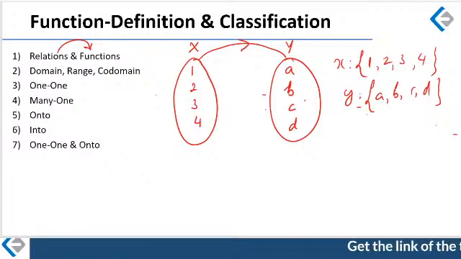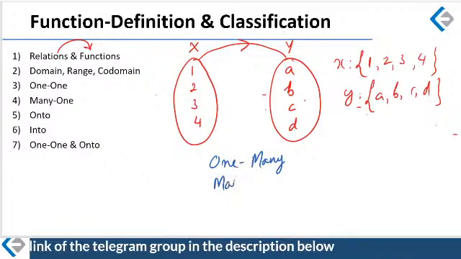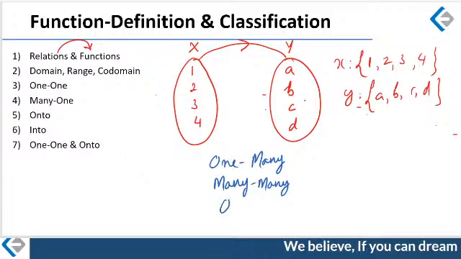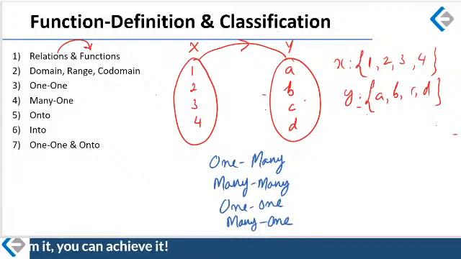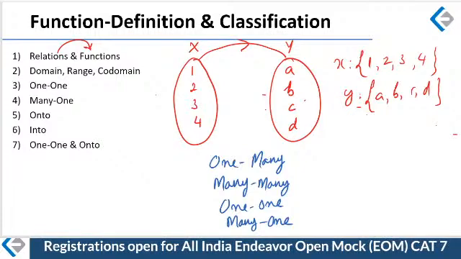See, relationships are of 4 types. Relationships can be one to many, many to many, one to one, and many to one. Now, these are the 4 relationships that you would have studied in high school, right? These are the four relationships you might have come across in high school.